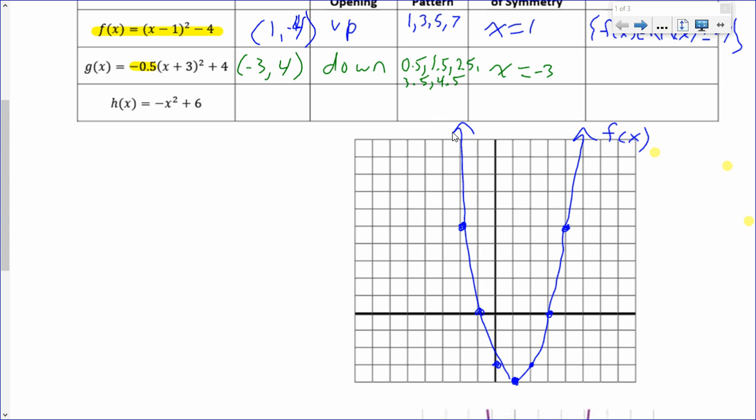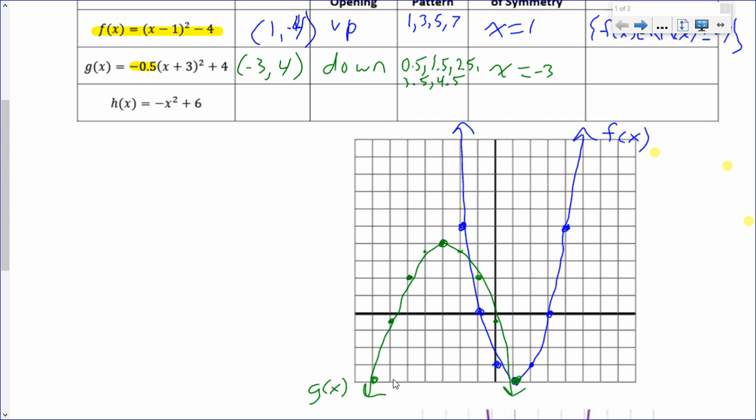So -3, +4 is right here. Opening down and following this step pattern, I go over 1, down 1/2, then over 1, down 1.5. So there's the half plus 1 more. Okay, then over 1, down 2.5. So 1, 2.5 puts me there. On the other side, right there. The next one being 3.5. So over 1, down 1/2, and then 1, 2, 3 puts me right at the bottom of the graph right here. Okay, so there it is in green. I'm going to label it g of x.